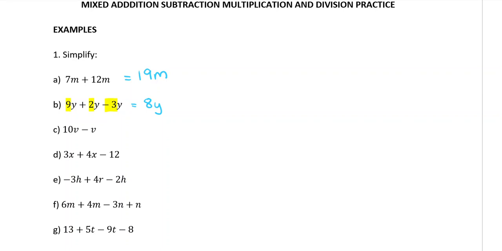In C, 10v take away, there'd be a sneaky hidey little 1 in there. 10 take away 1 is 9v. In D, they are not all like terms. 3x plus 4x, they are like terms, but the minus 12 is different because it does not have an x. So the two highlighted ones, 3 plus 4 makes 7x, and the minus 12 will sit on the end.